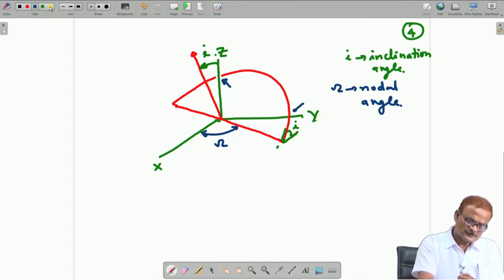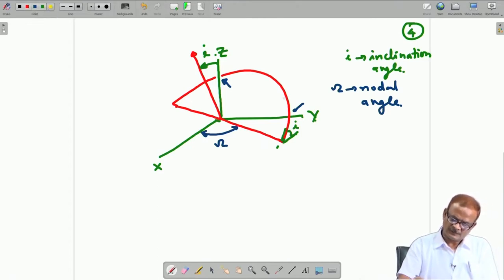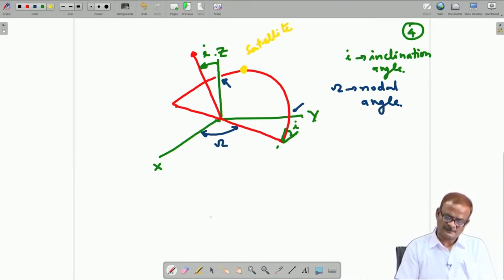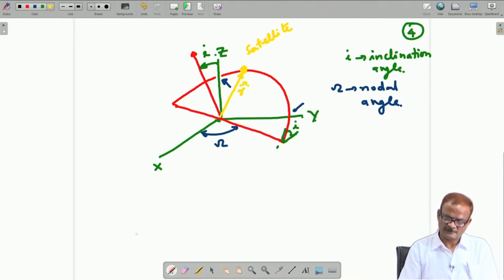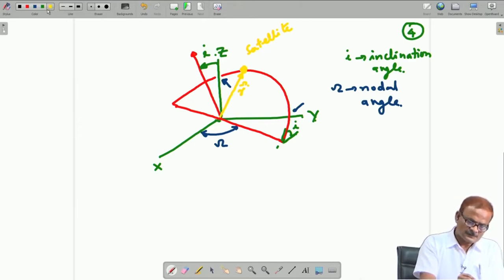Okay, now let us assume that the satellite is lying somewhere here, it may be the moon or it may be an artificial, man-made satellite. So, the satellite is located somewhere here and this is the radius vector to the satellite, which we will write as r.